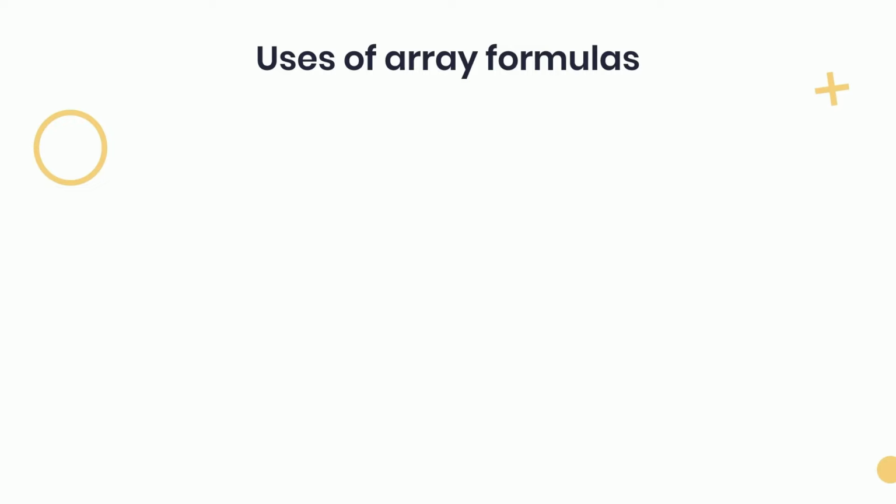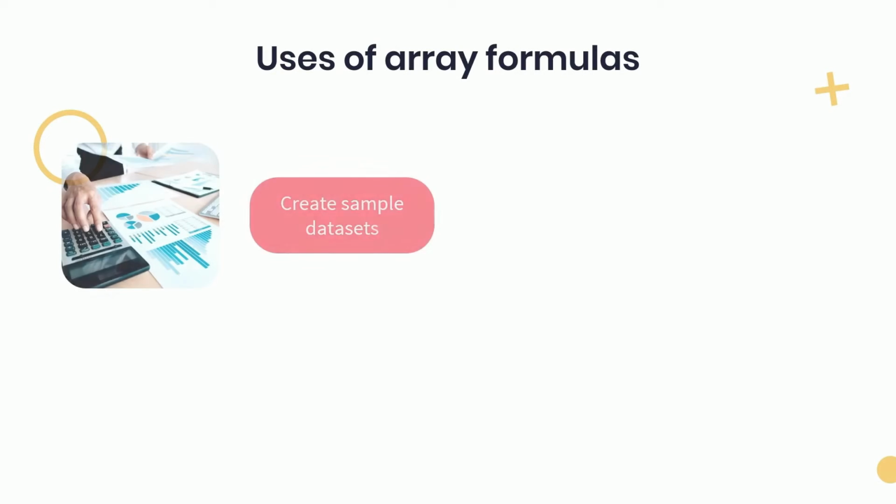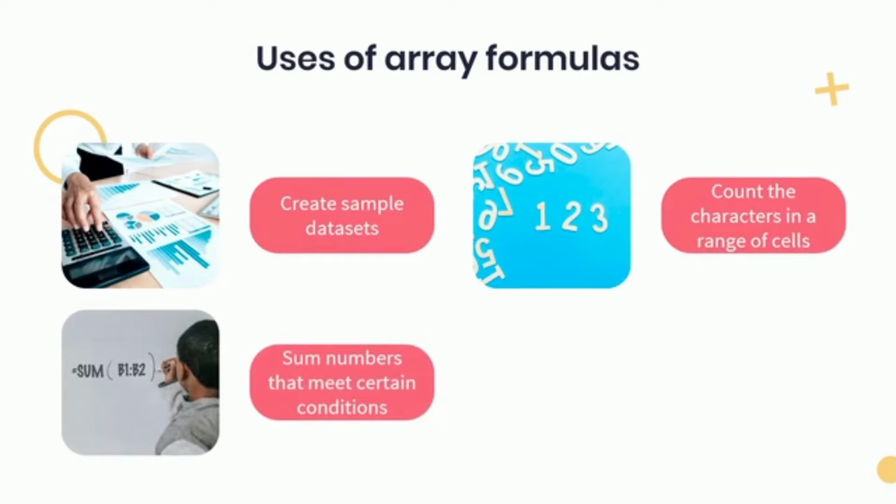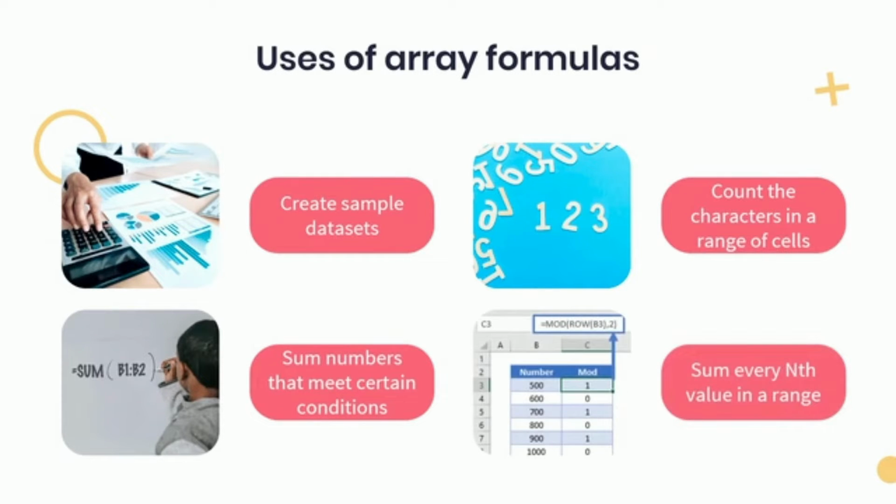Now, once we've got the grips on the array formula, there are many ways in which we can apply it to our data, and this makes our lives a lot easier, particularly if you're working with massive data sets. So here are a few examples. It can create quick and simple data sets. We can also count the number of characters contained in a range of cells. We're able to sum only the numbers which meet certain criteria or conditions. These may include the lowest values within a range, or the numbers which fall between an upper and lower boundary. And another example would be to sum every nth value in a range of values.